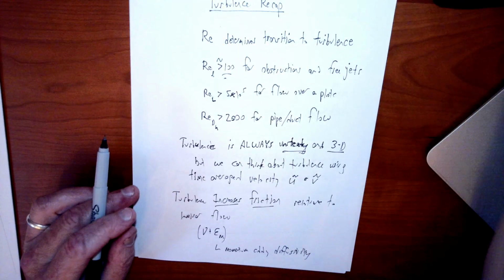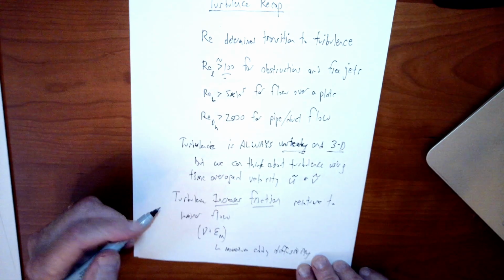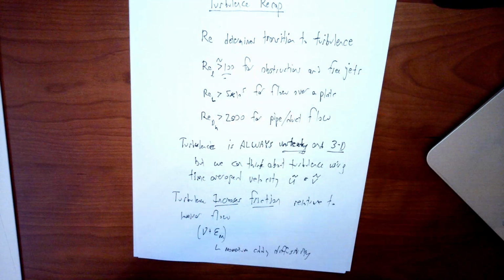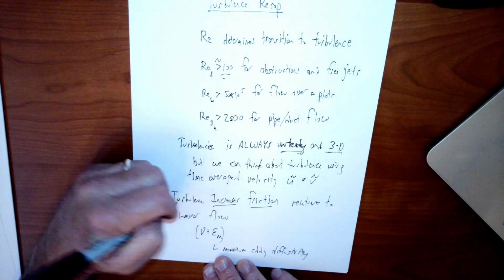That is because turbulence always has more friction relative to a similar laminar flow, because you have that swirling motion that brings fast-moving liquid into contact with walls or objects that are near it.